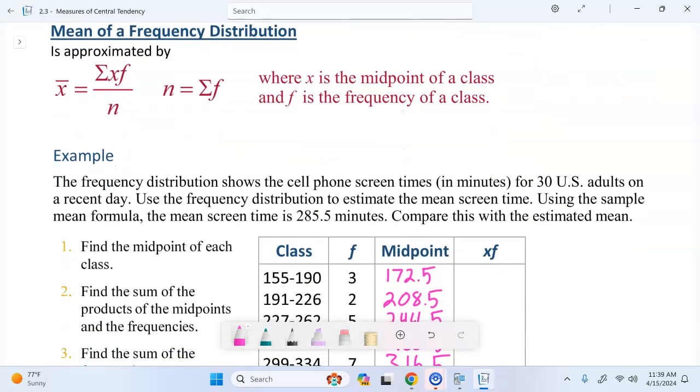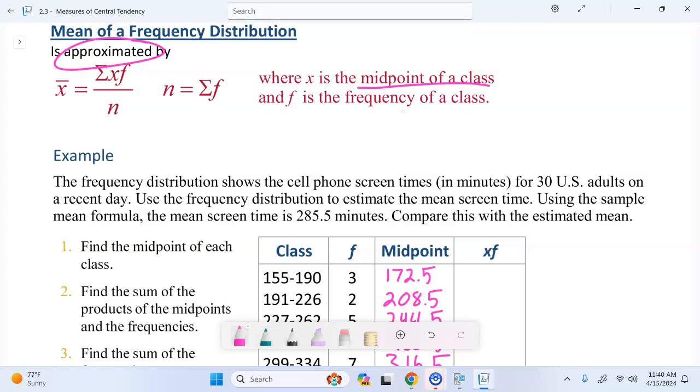Mean of a frequency distribution. We can approximate and estimate the mean of a frequency distribution, but again, it is an estimate because we don't know the exact data values. So instead of finding the average using all the data values, we use the midpoint of each class and we multiply it by the frequency of that class.